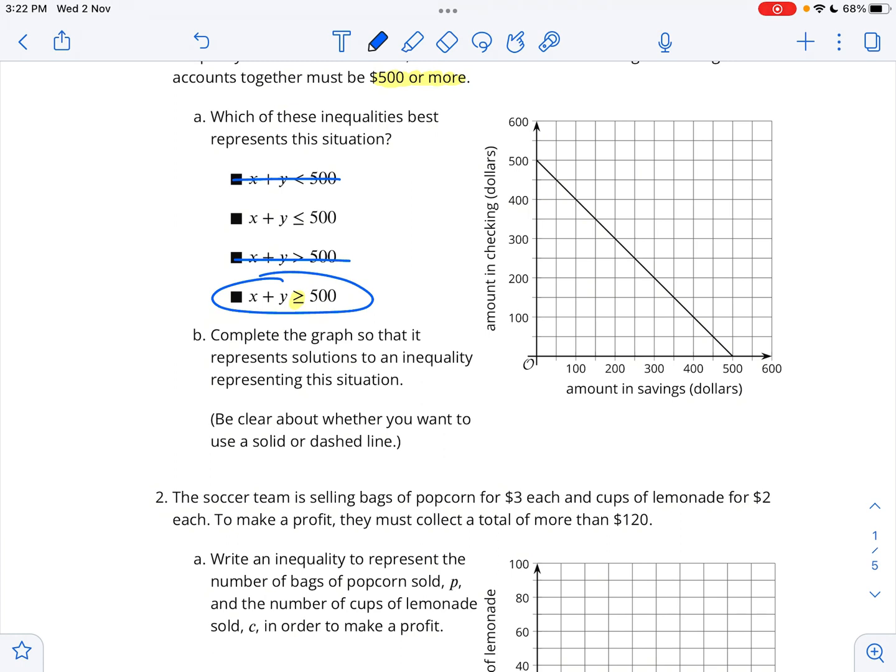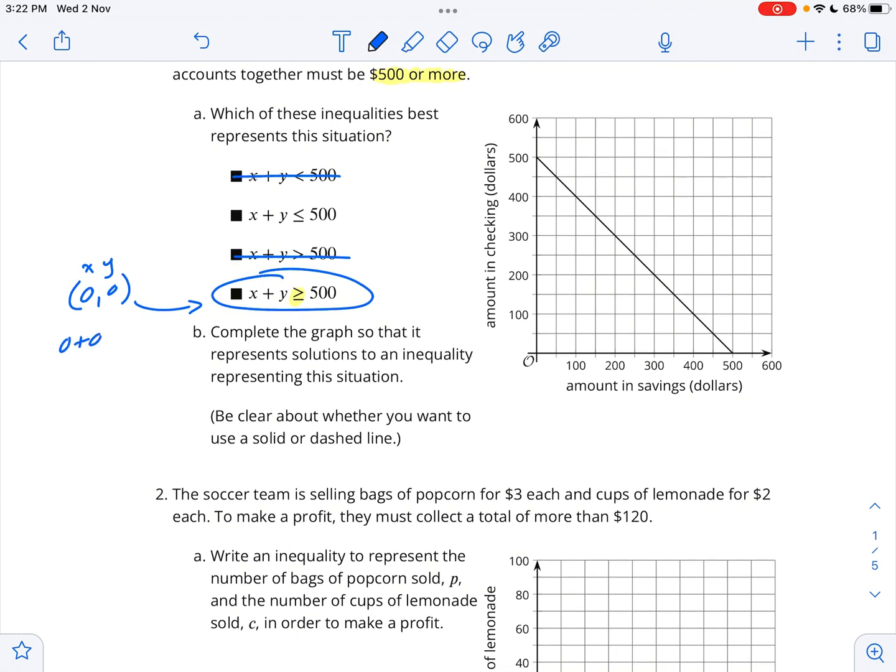So I'm just going to pick a point. Our nice easy one is just 0, 0 as my x, y. If I substitute that in there, I get 0 plus 0 is greater than or equal to 500. That is not true. 0 is not greater than or equal to 500. So the origin is not part of my solution set, which means everything on the other side of that boundary line is.